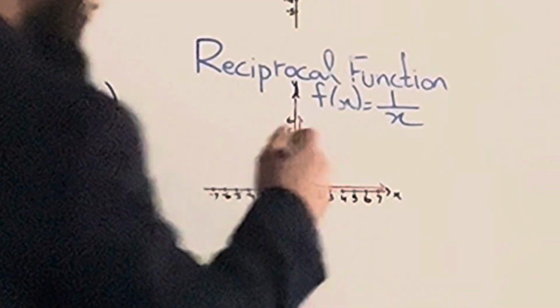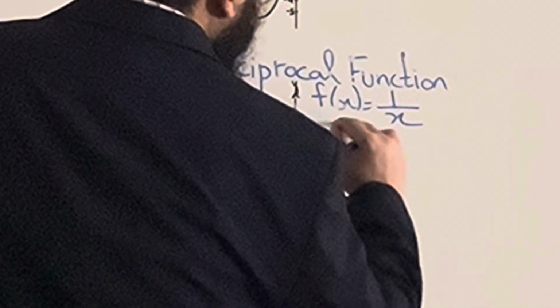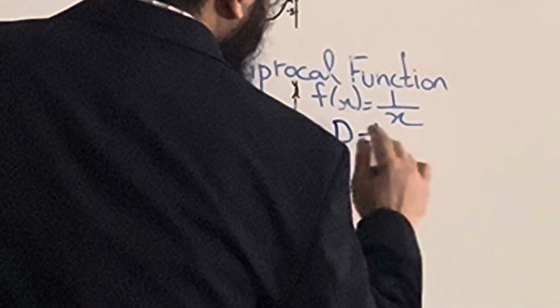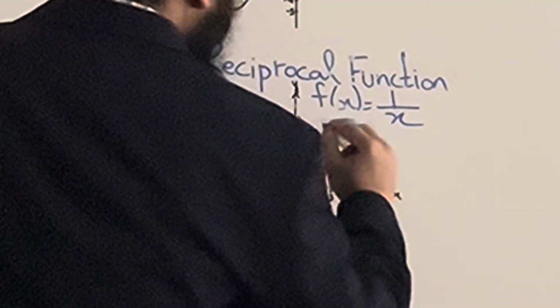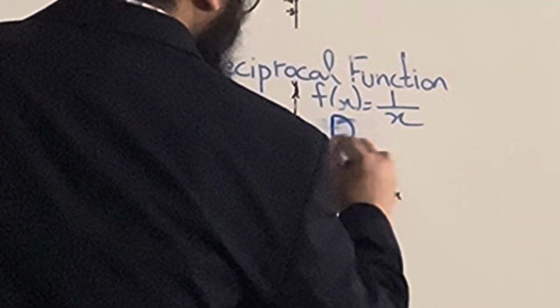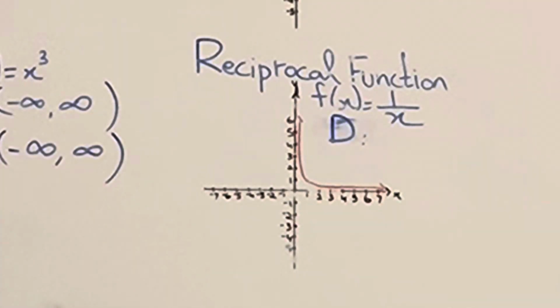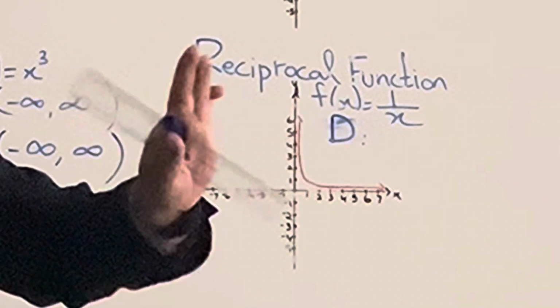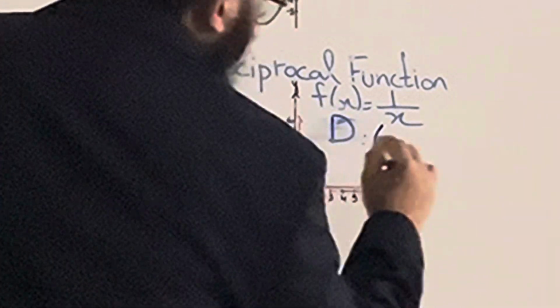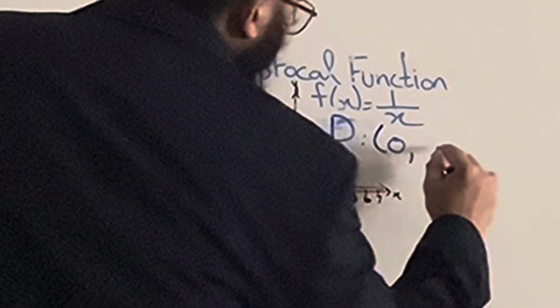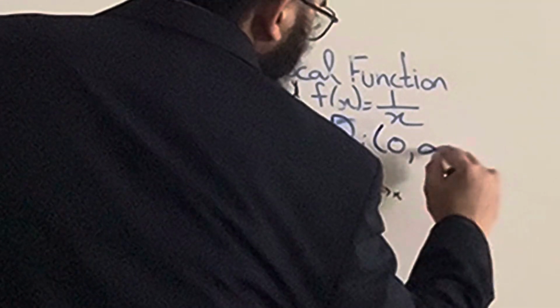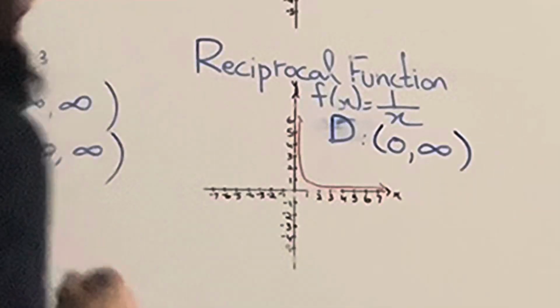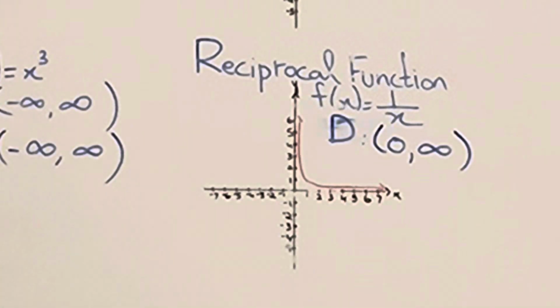Hence, we would say that the domain can be values starting from 0, not including 0. Therefore, I would use a normal bracket, not including 0, all the way towards positive infinity. Can the domain be negative?